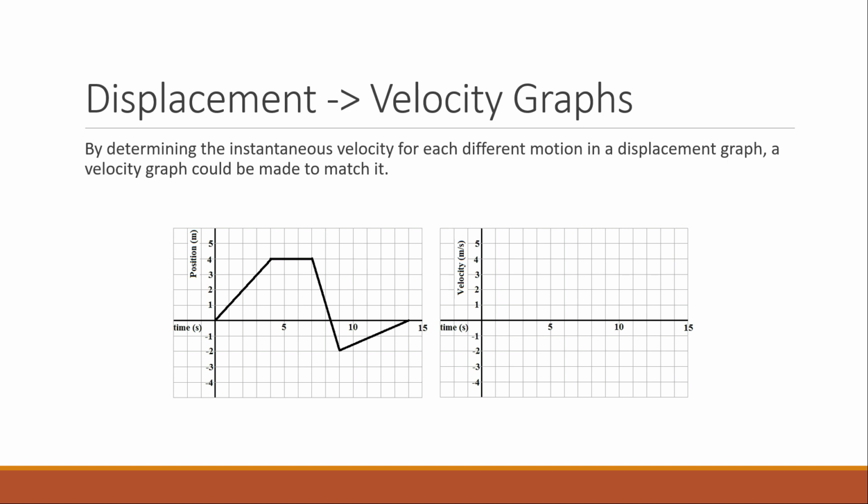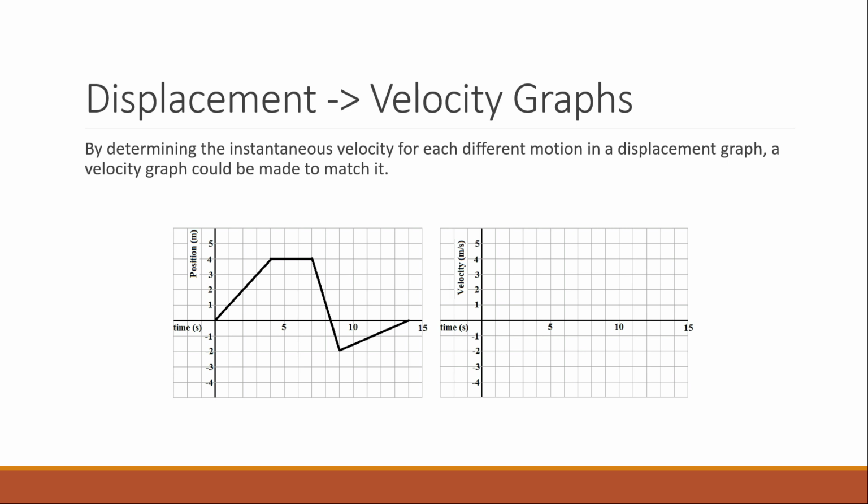We can also utilize our displacement time graphs to get a visualization of the velocity in a time-by-time section. In other words, we can use a displacement time graph to create a velocity time graph that matches the motion. If we take a look at this, we can see that there are 1, 2, 3, 4 different motions that are actually happening here.